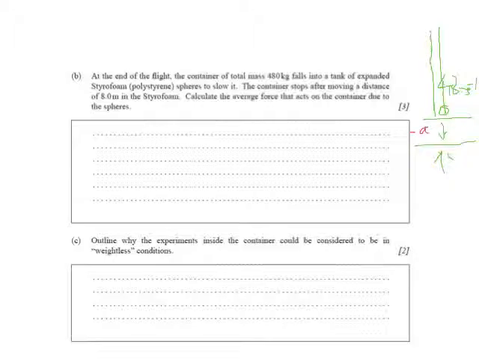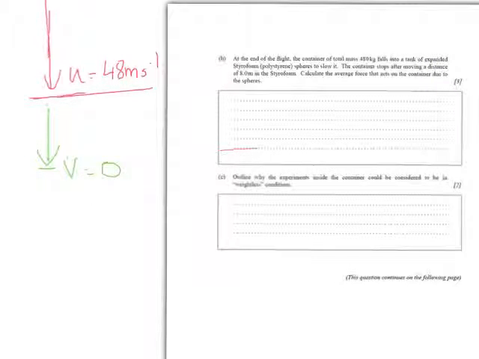So its initial velocity, u, is going to be, let me rub that off, that's a mess. Hang on, let me draw this neatly somewhere else. So here we go. The ball falls as it enters the styrofoam balls here. Its initial velocity is 48 meters per second, and because it's falling into these styrofoam balls, it slows down and it stops, and the final velocity is 0.